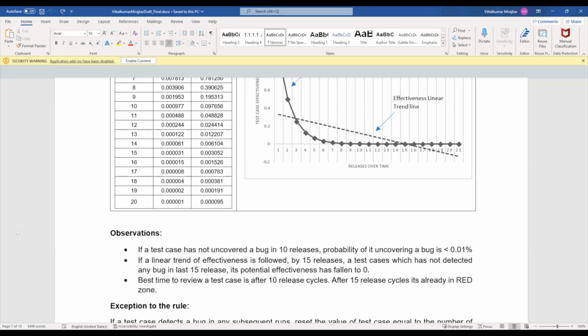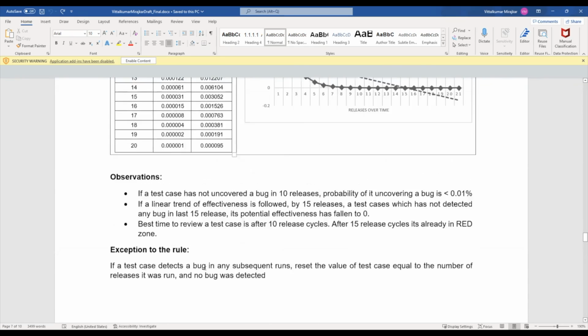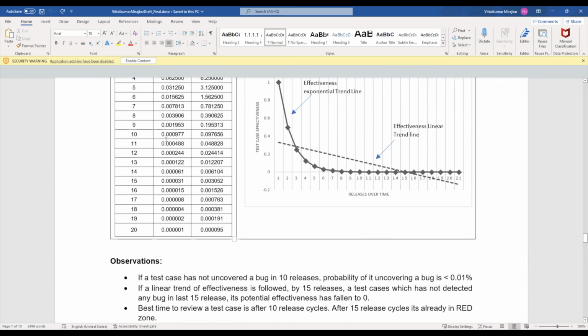What our observations have been is, after 10 releases, a test case is very much in a state where the code has become completely immune to it. This is a time window when you will have to revisit the test case, reprioritize so that newer areas could be added.